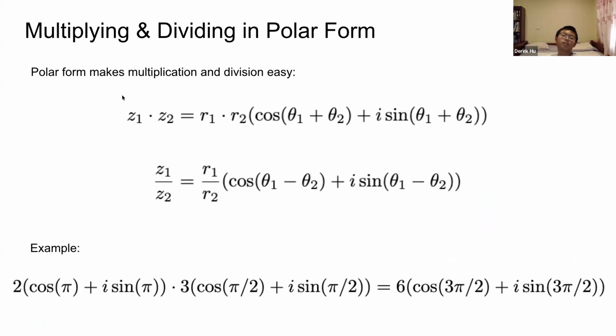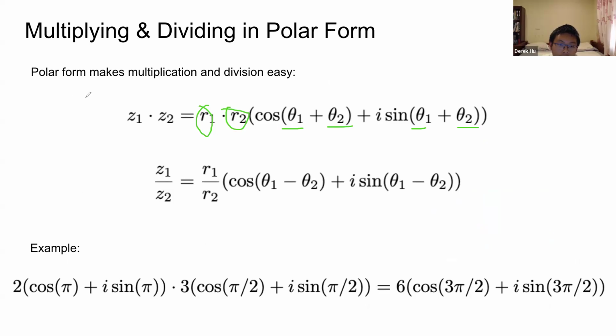Okay, now we can discuss multiplying and dividing in polar form. As you can see, it's very easy. You just multiply the two distances together, and then you add the two arguments, which is like the angle, together. And then we can see why this is true.